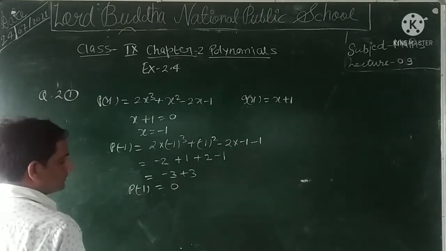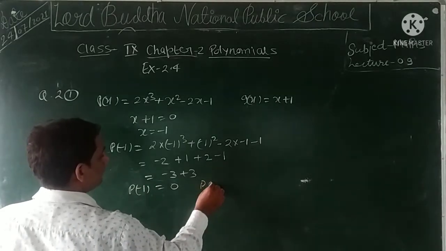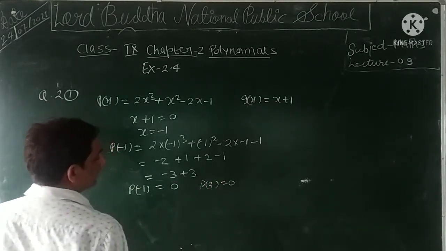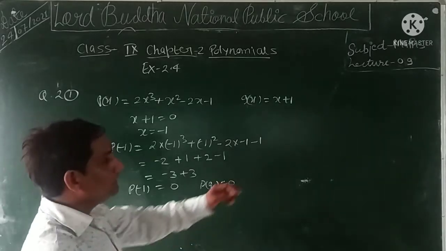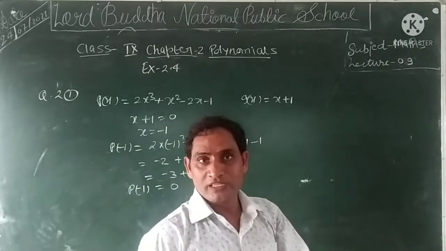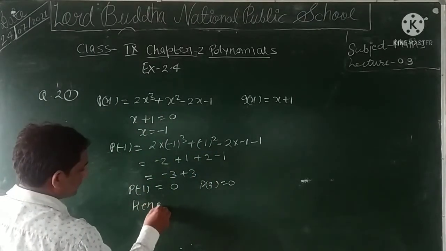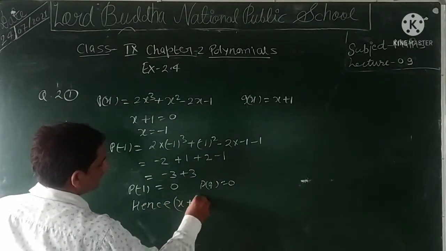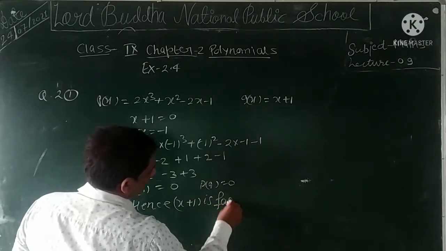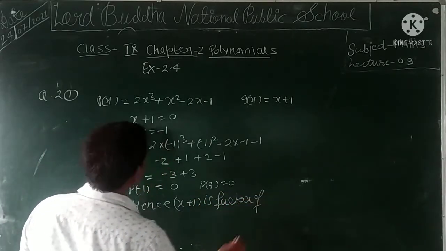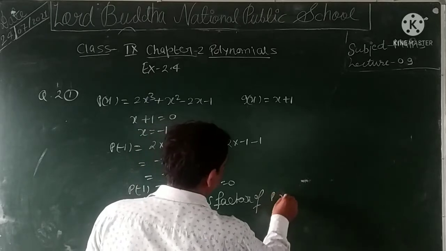p(-1) is 0, which means p(a) equals 0. If p(a) equals 0, then x plus a will be a factor of the given polynomial. Hence x plus 1 is a factor of p(x).